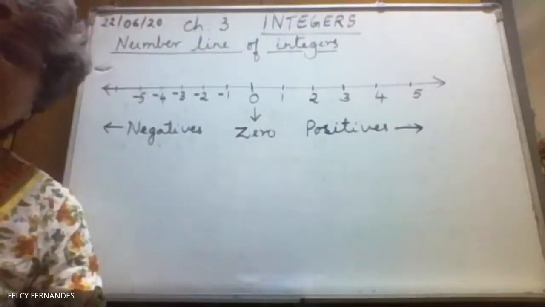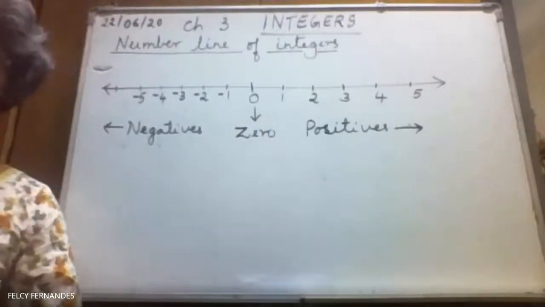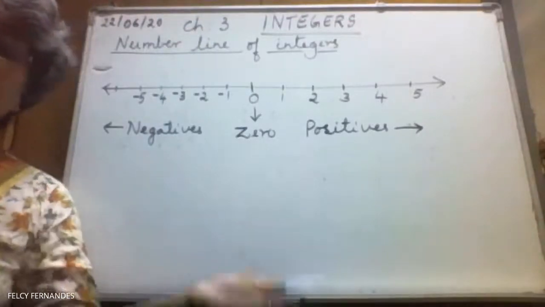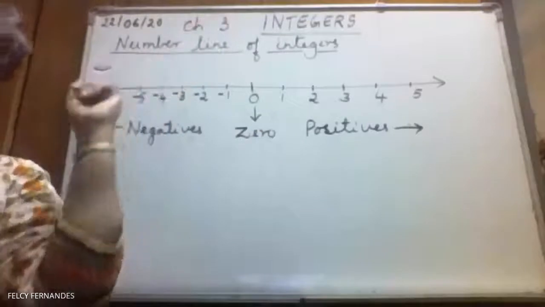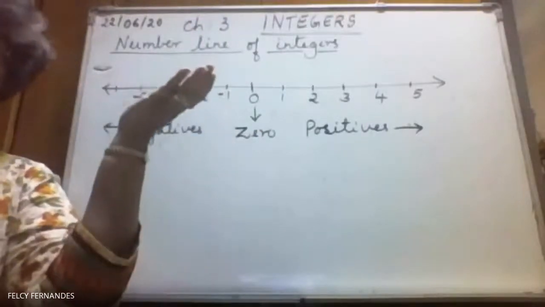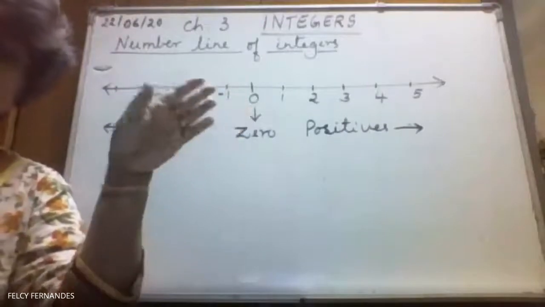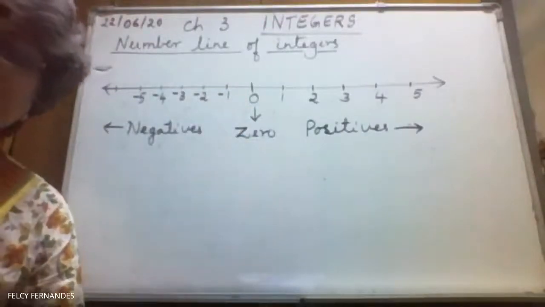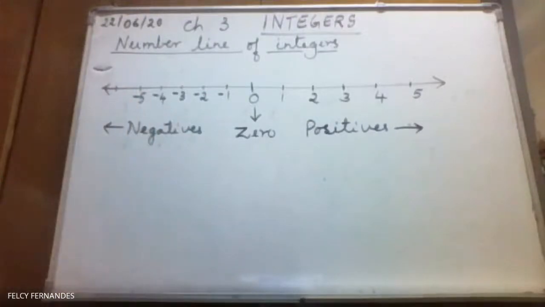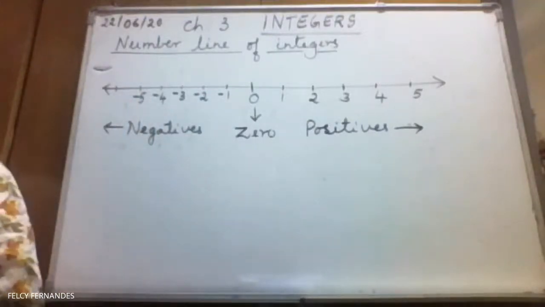Basement is considered below the ground level. That's why it is negative. Above the ground level is positive. Above sea level is positive. Below sea level is negative. See, all these examples, keep them in mind when we do the questions.